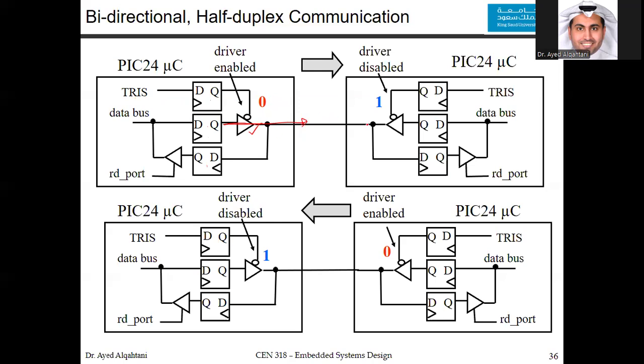Now for the other one, it must be input. Otherwise we will have a fight. So it must be an input. To configure this as an input, I will make the value here equal to 1. So if I make this value equal to 1, since this is active low, there is no connection here, and the value will pass inside the PIC24. Now here we configure this pin to output, and we configure this pin to be an input.